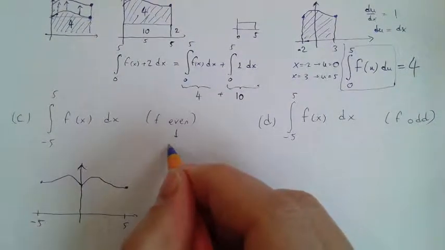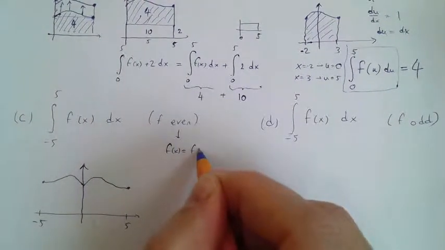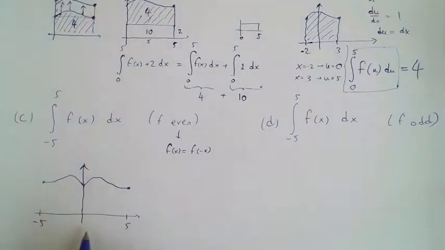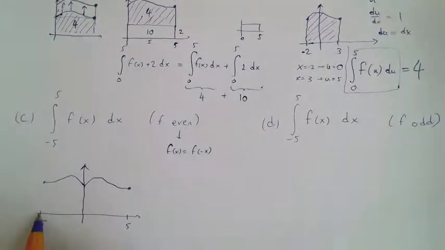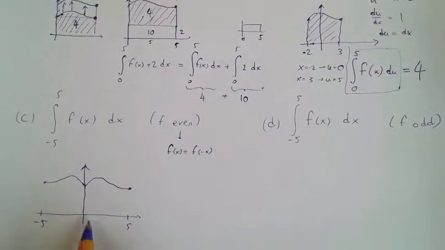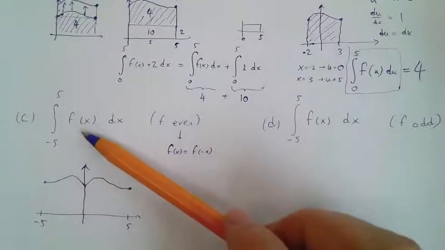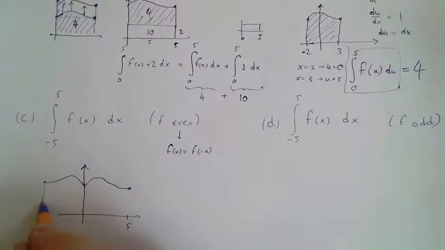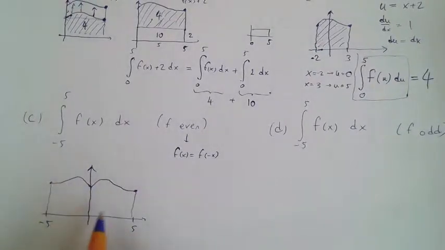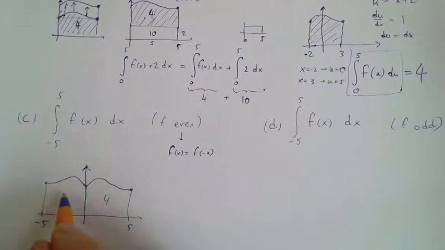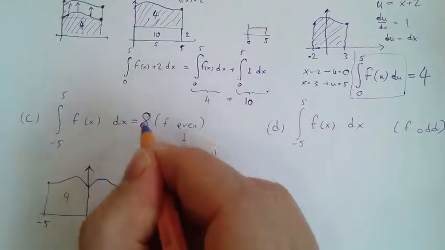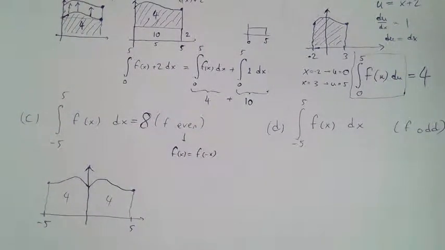F even means f of x equals f of negative x. F of 5 is equal to f of negative 5. F of 1 is equal to f of negative 1. So now the question asks, what is the integral from negative 5 to 5 of f of x dx? So what's the area under the graph here? Well, there's 4 on this side and there's 4 on the other side, so the answer is 8.